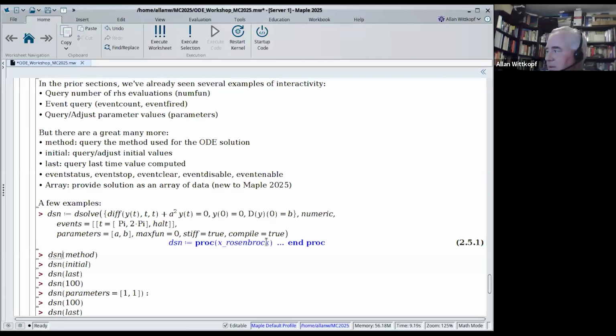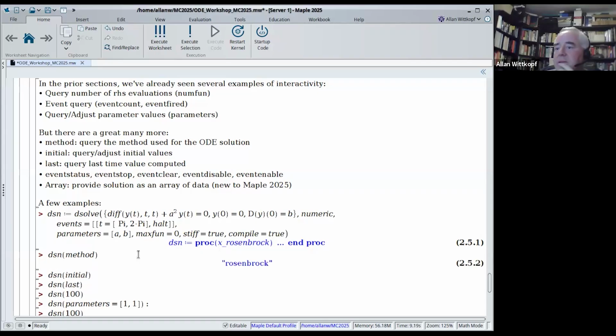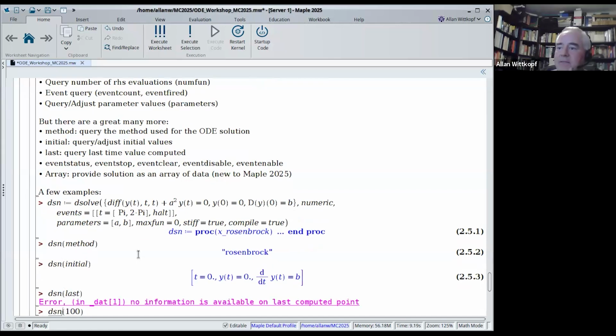I've got a pretty loaded example here. It's got parameters using events, and I'm using a stiff solver and compiling. So this gives us our procedure back. We can ask, what's the method? And it tells us it used Rosenbrock. Current initial conditions, y at 0 is 0, y prime at 0 is b. Last value computed, well, we haven't called anything yet, so there's nothing.